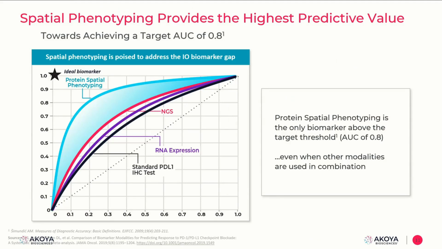They found that multiplex protein spatial phenotyping was the only biomarker to show predictive accuracy above the 0.8 AUC threshold, deemed to be a measure of excellent diagnostic accuracy. In fact, even when biomarker modality combinations were explored, their AUC did not reach this threshold, demonstrating that the spatial phenotyping provides the highest predictive value.